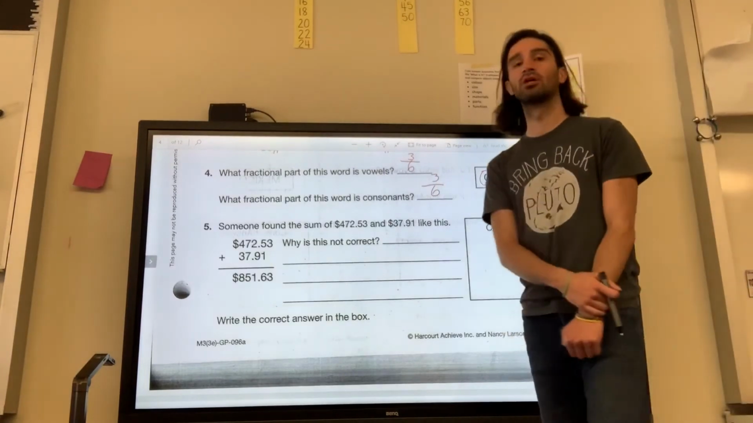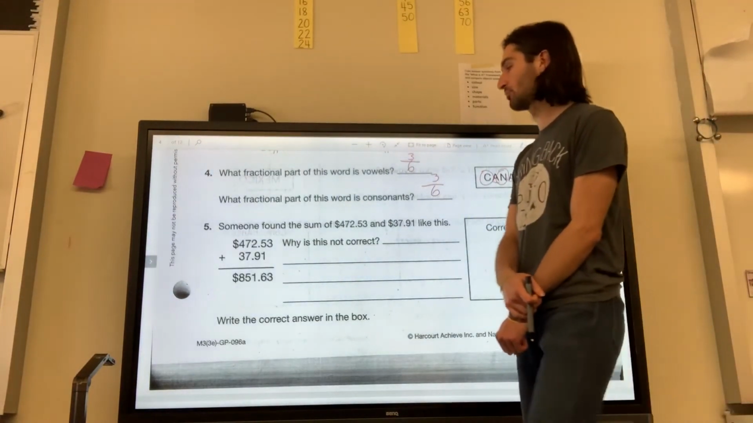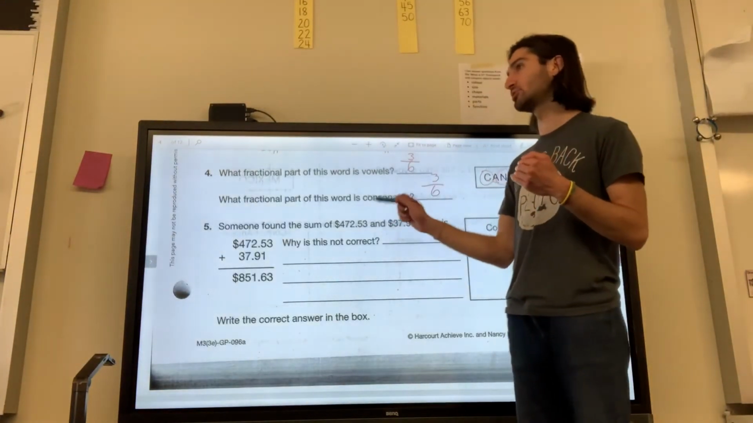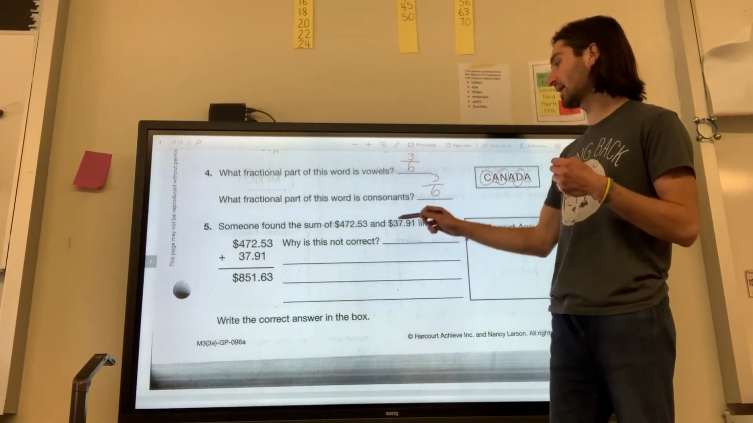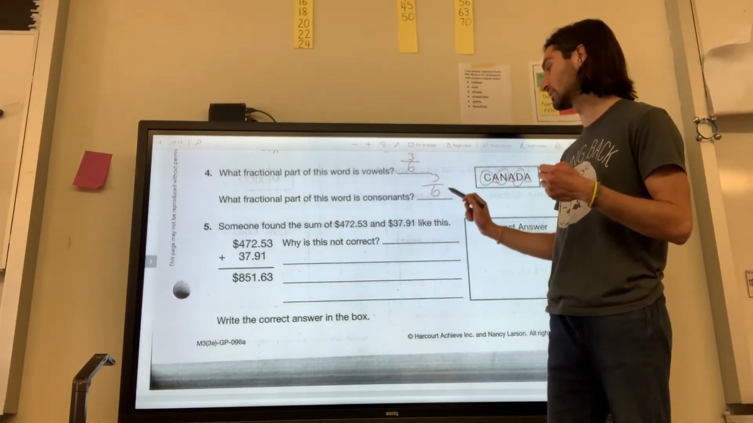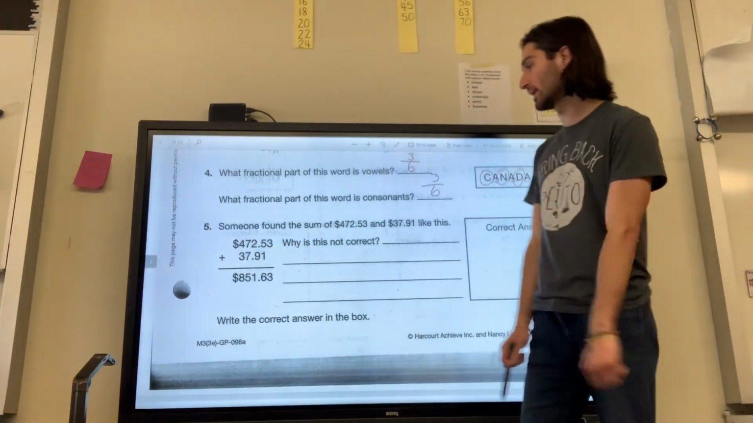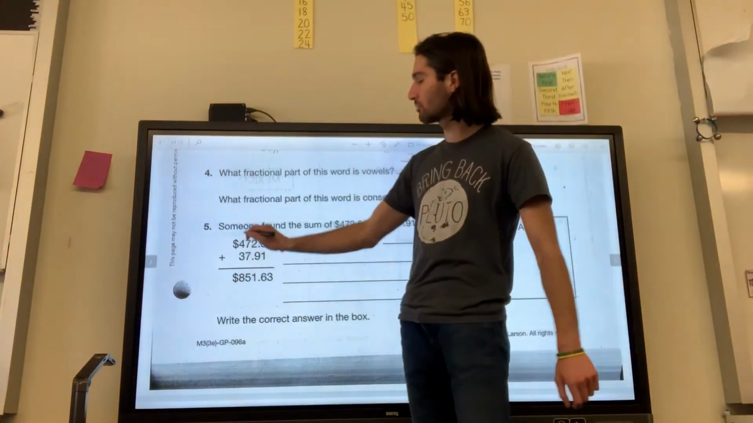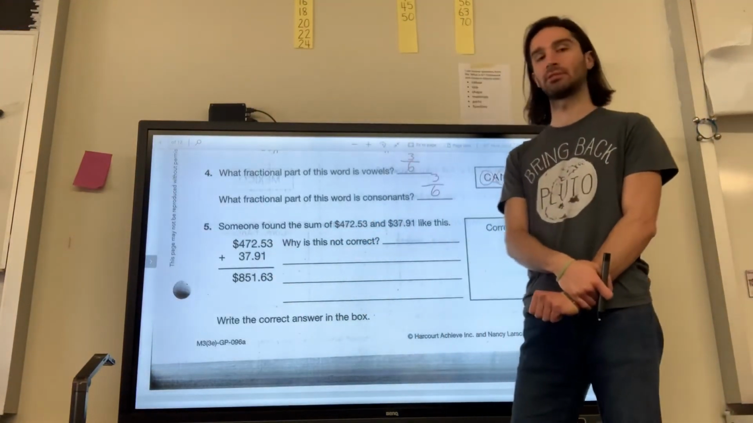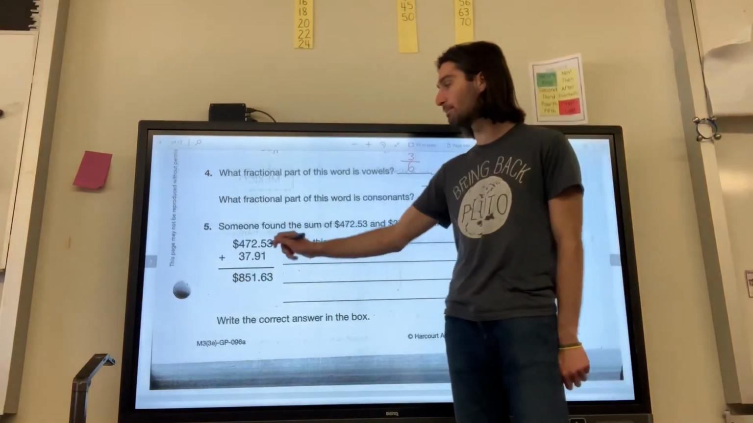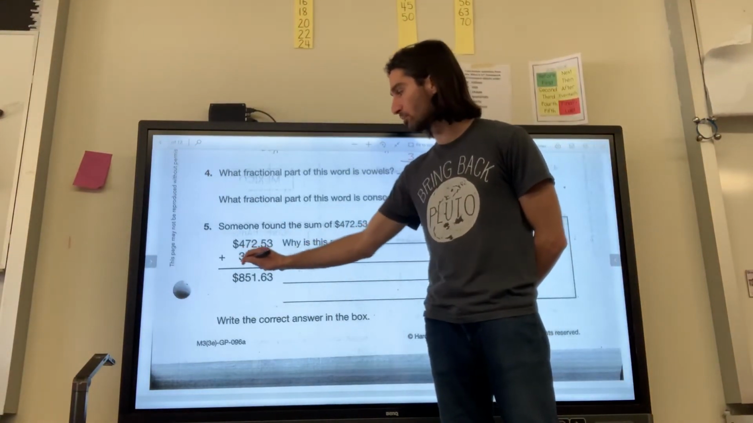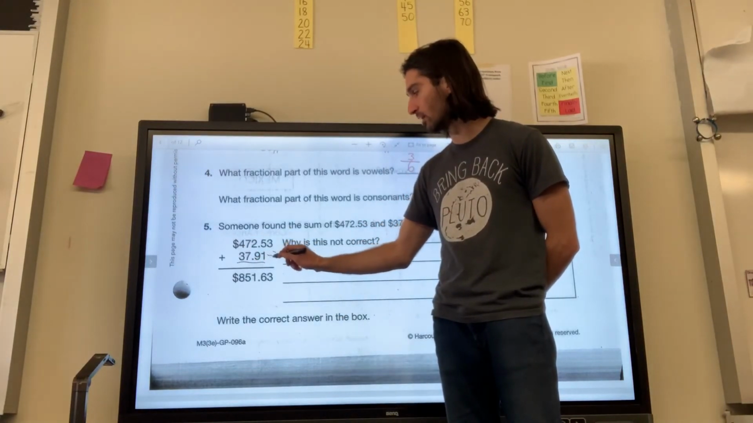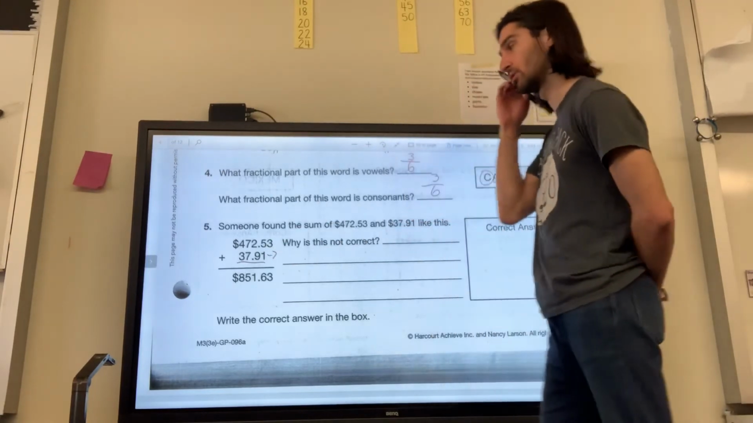This is quick. Question 5 reads, someone found the sum, that means when you add the 2 numbers together, they found the sum of $472.53 and $37.91, like this. Why is this not correct? There's something very wrong about this question. Do we figure out what it is? Yeah, it's because the numbers aren't written correctly. The bottom number is not lined up with the top number. The 1 should be over here, and every number should be moved over, okay?